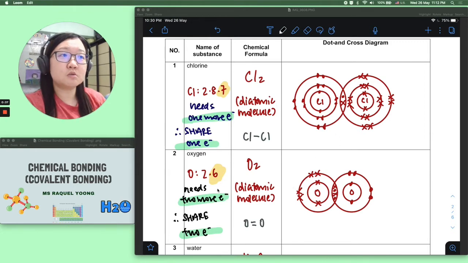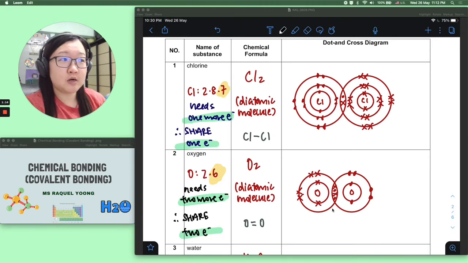Same thought process, all right? Oxygen is also one of our diatomic molecules, so the chemical formula for oxygen is O2. This one we are very familiar with by now. Let's work through the steps. An oxygen atom on its own has electronic configuration 2.6. Following the same method that we went through with chlorine, oxygen needs two more electrons to be stable. So in covalent bonding, an oxygen atom would share two of its electrons.